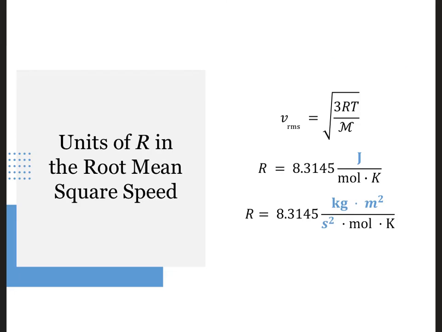We've seen R be pretty bossy in terms of which units we can use, and the root mean square speed is no exception. Joules are actually a derived unit, so breaking it down into its component parts, we see that 1 joule is equal to 1 kilogram meter squared over seconds squared. The direct consequence of this is that we'll need to translate the molar mass of gases from grams per mole to units of kilograms per mole. Let's see how that works.